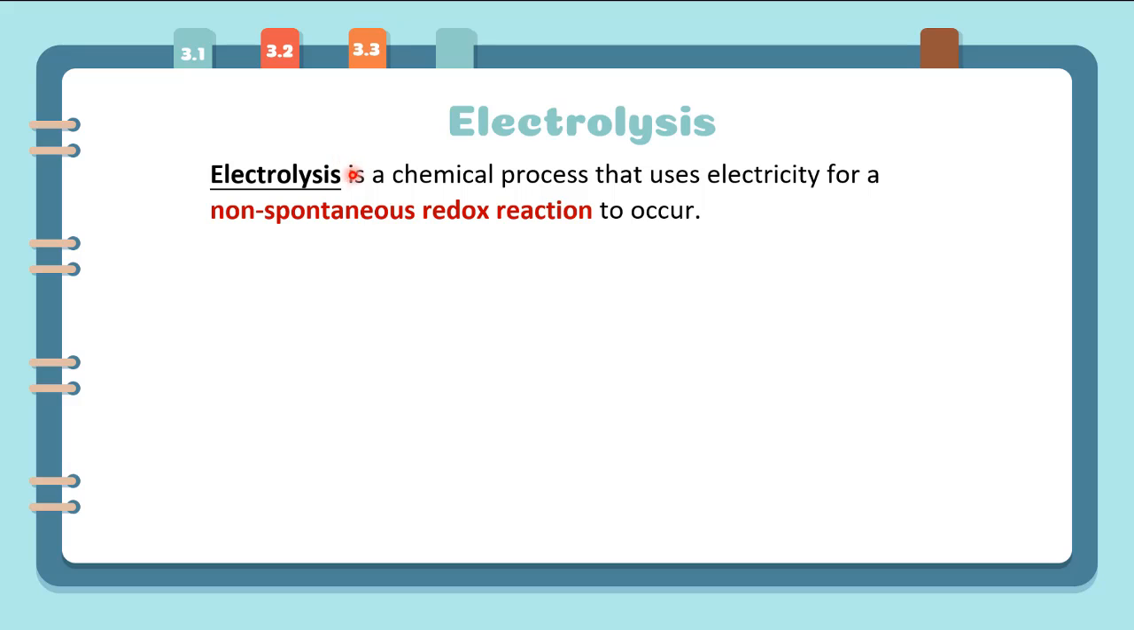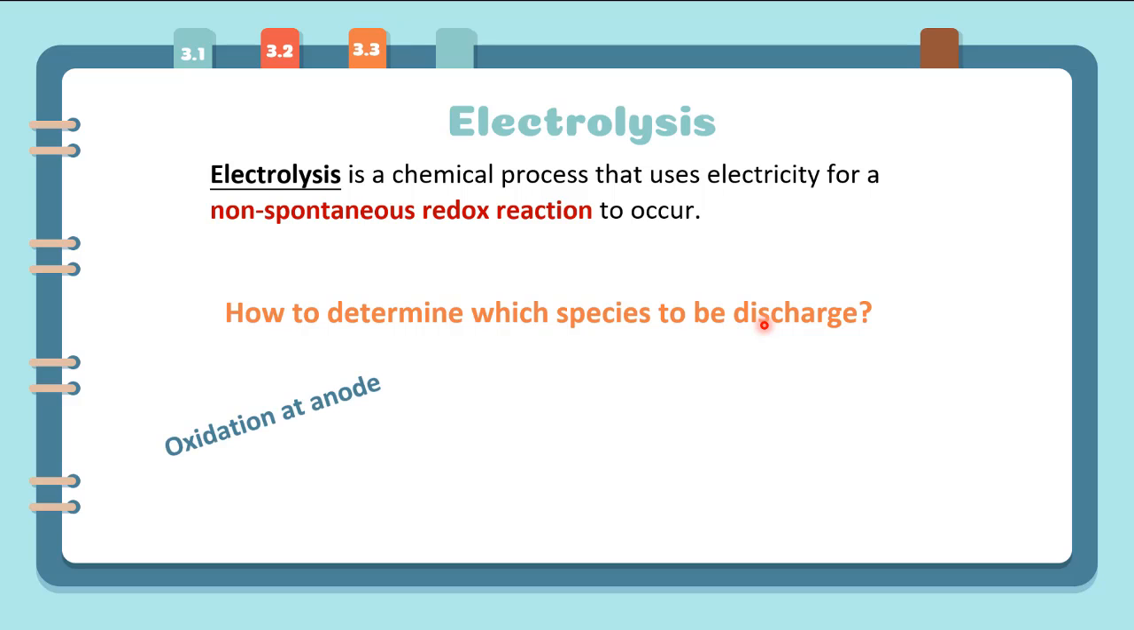So electrolysis refers to a chemical process that uses electricity for a non-spontaneous redox reaction to occur. So this happens in an electrolytic cell. The question is, how are we going to determine which species to be discharged? The word discharge means which species will undergo oxidation at the anode or reduction at the cathode. You need to be able to predict the observation and the product at both terminals.